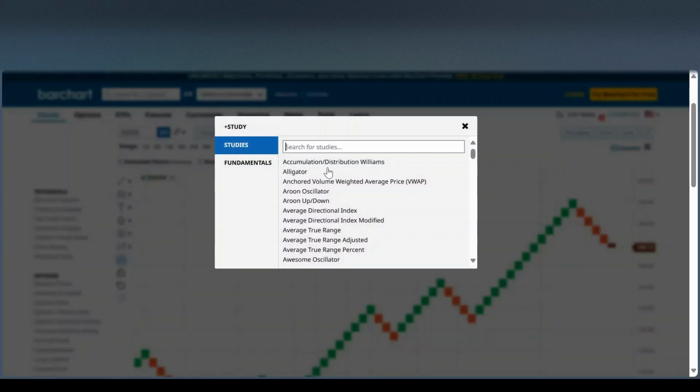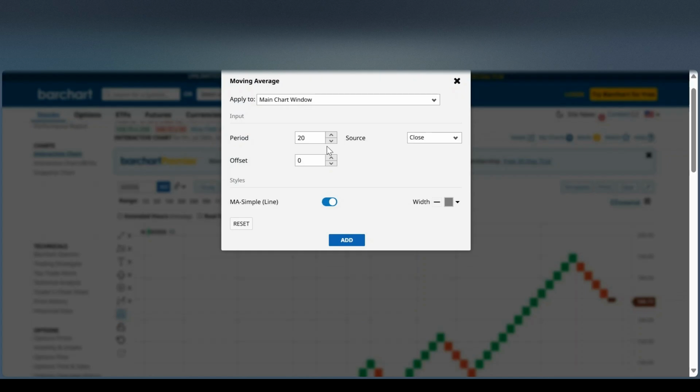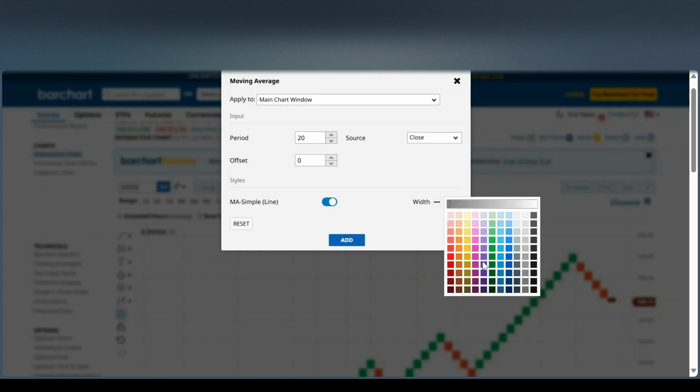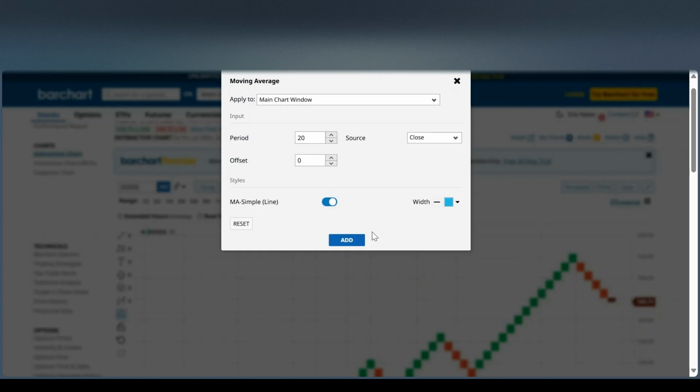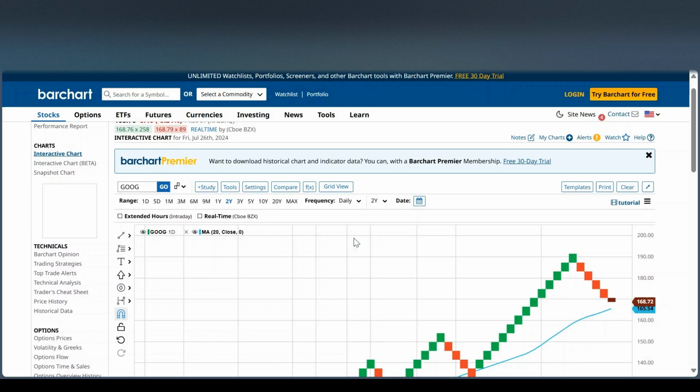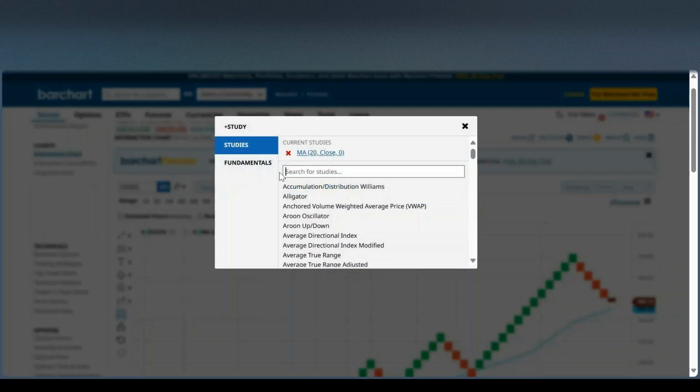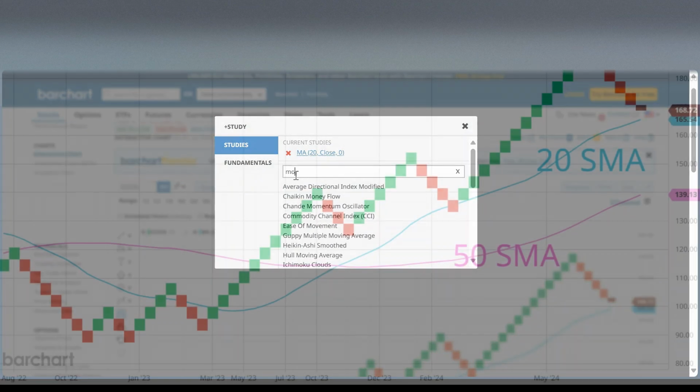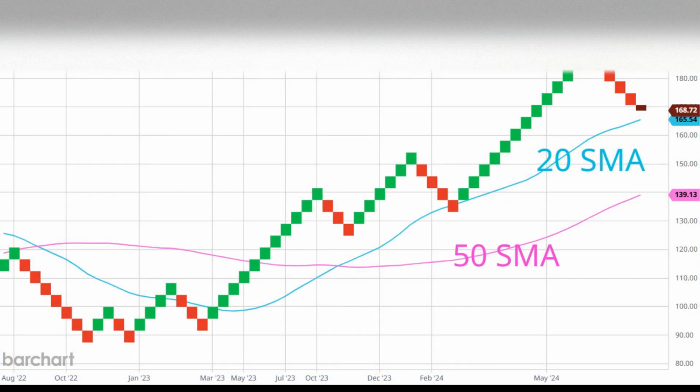Here are some practical tips for using moving averages with Renko charts. Choose the right period. The period of the moving average should match your trading style. Shorter periods are more responsive but can give false signals, while longer periods are more reliable but slower to react.